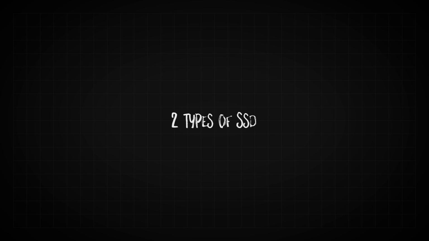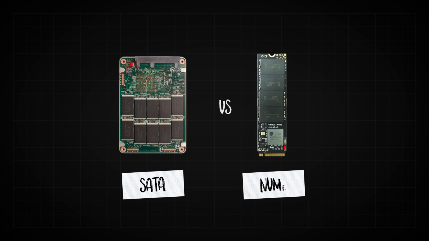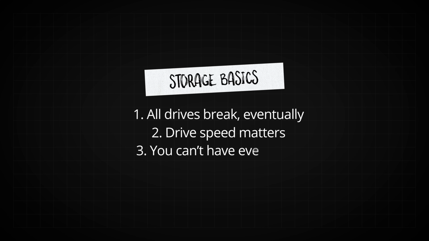There's 2 main types of SSD, SATA and NVMe. SATA is slower but cheaper, NVMe is faster but more expensive. Either way, increased performance comes at a cost, so point 3, we're all on a budget. At some point you'll have to choose between high performance, low capacity, and low cost, high capacity.